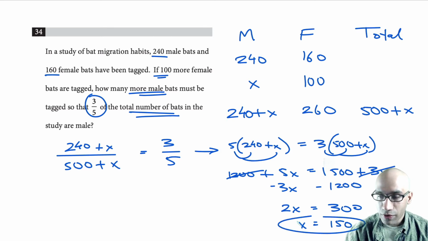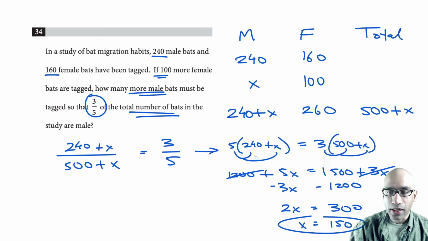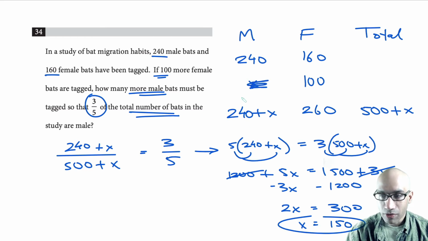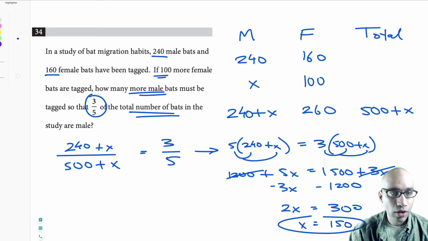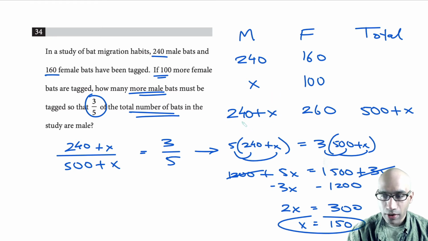You got 150, you need to put it inside here and check it, right? So I'm going to plug in place of X, right over here, it should be 150. Okay, I'm just going to use a different ink over here now. Let's see, 240 plus X, which was now the X is 150, so you got 390, right? Because I'm just trying to double check the answer. So 390 is the number of male bats, and 500 plus X, so I'm going to plug in X here to get 500 plus 150, which is 650.